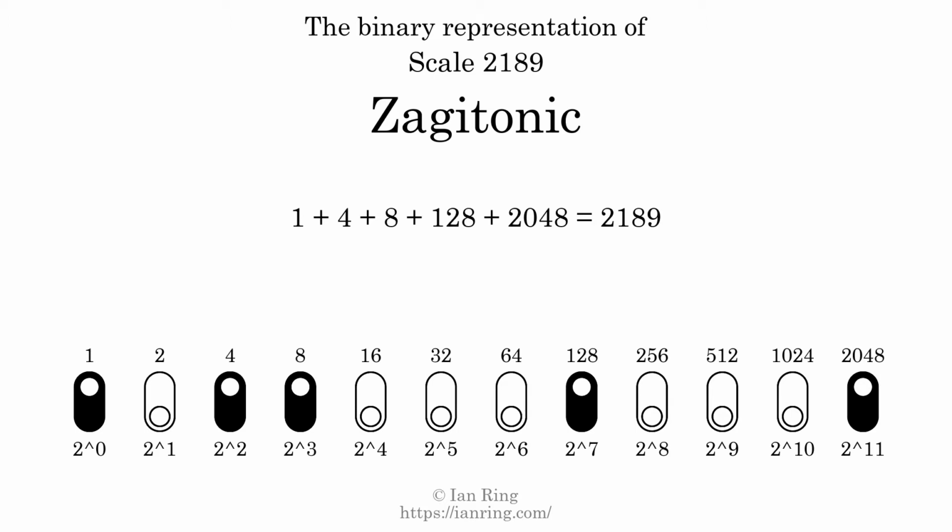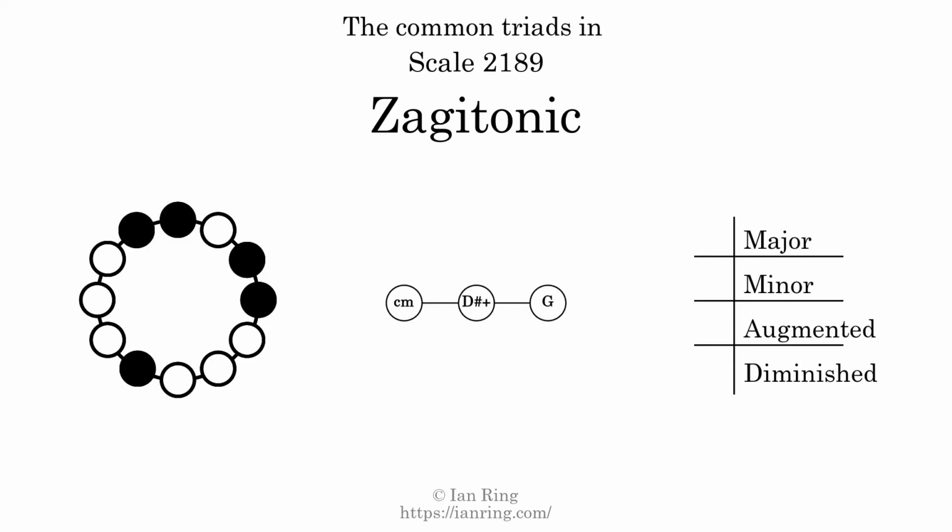2189. The scale number not only enumerates the scale with a unique index, but it also literally describes the tonal content of the scale. Represented as a binary number in base 2, the scale number is 100010001101. Here are the common triads present in this scale.